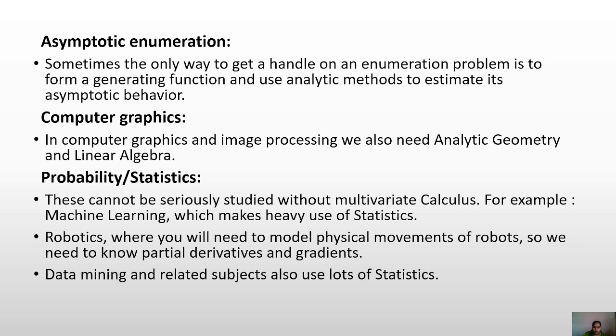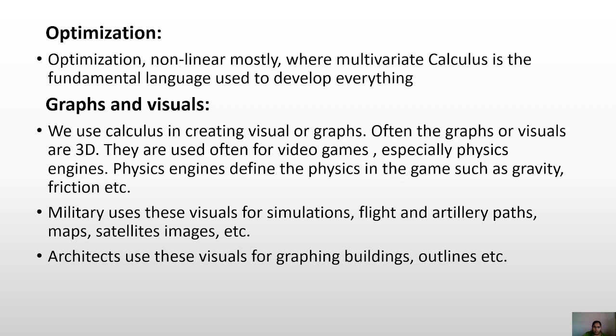For example, machine learning makes heavy use of statistics, and in robotics, where you need to model the physical movements of robots, we need to know partial derivatives and gradients. Data mining and related subjects also use a lot of statistics. Optimization: optimization, mostly non-linear, is where multivariate calculus is the fundamental language used to develop everything.